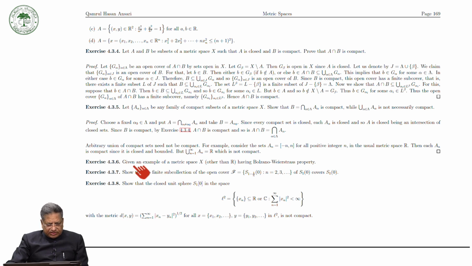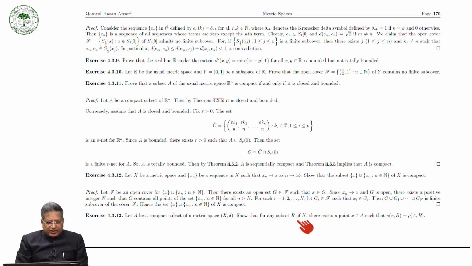Here are several other exercises. Give an example of a metric space other than R having the Bolzano-Weierstrass property. Show that no finite subcollection of the open intervals of S covers S. Show that the closed unit sphere S10 in the space L2, where the metric is defined in this way, is not compact. So there are several properties. The proof is already given here, so you can see the proof.